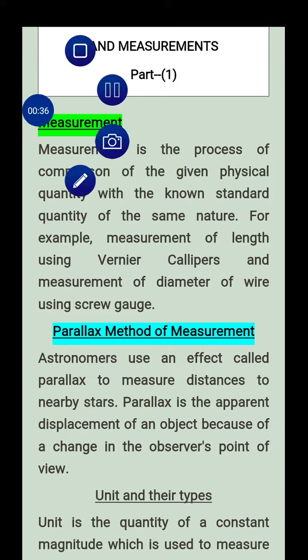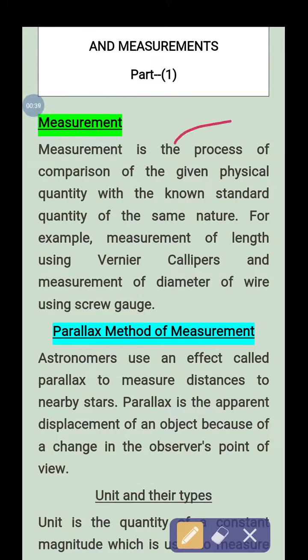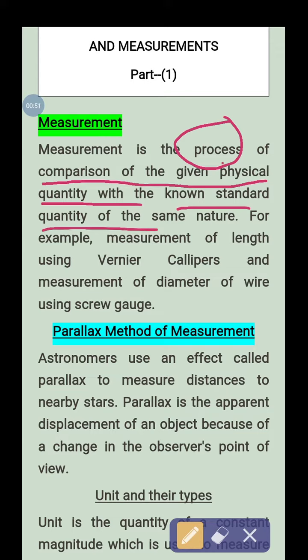Measurement is the process of comparison of a given physical quantity with a known standard quantity of the same nature.